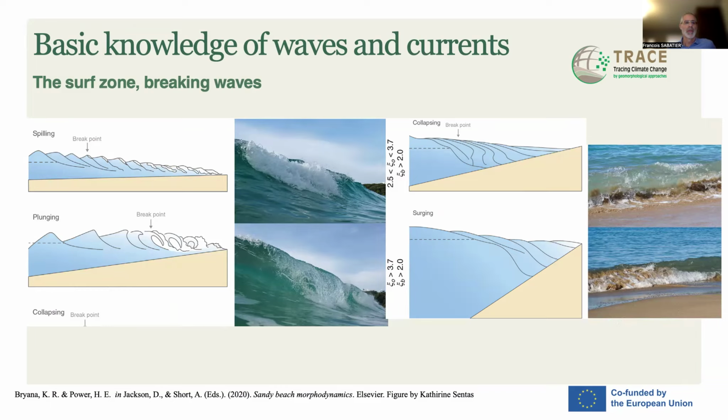So there are several morphologies of the waves when they are breaking, and just to know that sometimes they are spilling. Look at these photographs. Sometimes they are plunging. Surfers are using plunging waves, and other waves are breaking very close to the shore. We are calling them collapsing and surging.